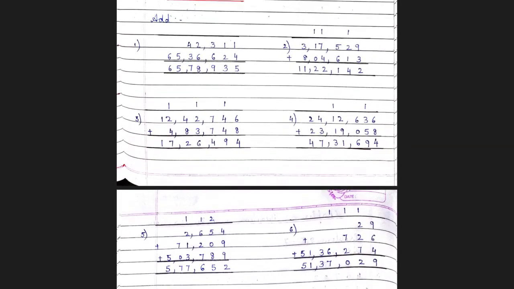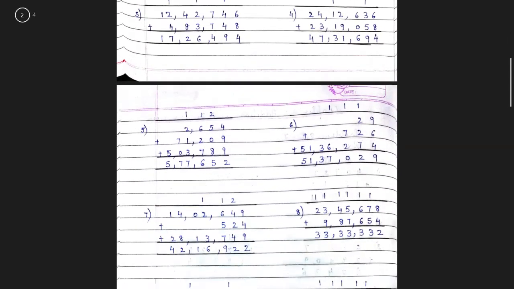It's same like what you have been doing before, just that you need to arrange them properly and then you have to add them. Now question number 5. 2,654. 71,209. If you observe, 7 comes to a number which is slightly one number to the left. So there's nothing on top, but that does not matter. The next number, 5,03,789. Okay, and then you have to add it.